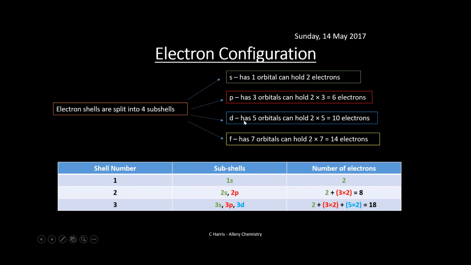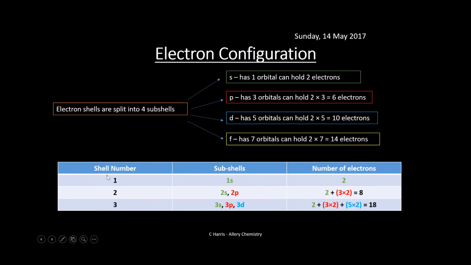Okay, right, electron configuration. So this is quite important, this bit. So we need to know about the different types of shells that we've got. So electron shells are split into 4 subshells. We've got an s subshell, it can hold 2 electrons. A p subshell has 3 orbitals, it can hold 6 electrons. The d subshell has 5 orbitals. It can hold 2 lots of 5, which is 10 electrons. And the f subshell has 7 orbitals and basically can hold 14 electrons.